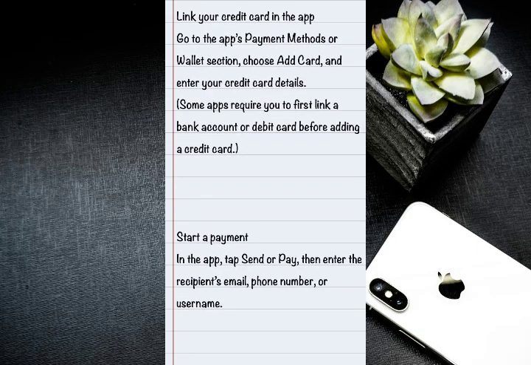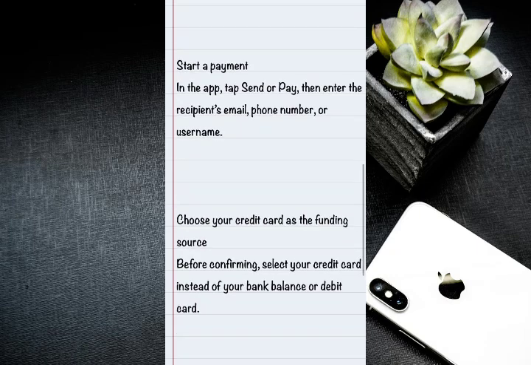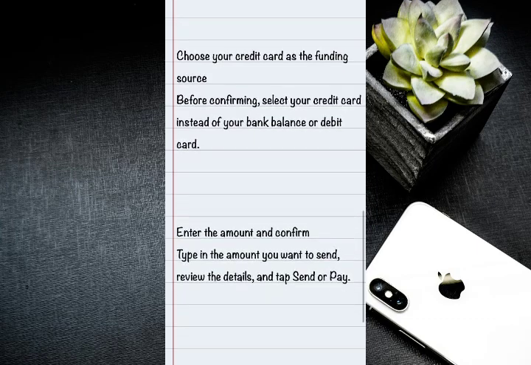Then start a payment. So in the app, tap send or pay, then enter the amount, and enter the recipient's email, phone number, or username. Then choose your credit card as the funding source. Before confirming, select your credit card instead of your bank balance or your debit card. Then enter the amount and confirm.